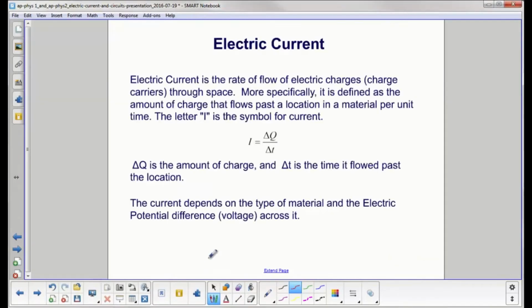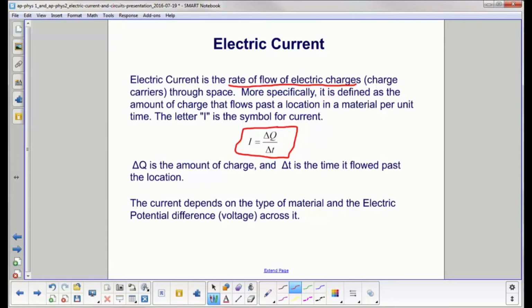Circuits. We'll start by defining electric current. Electric current is the rate of flow of electric charges, that is, charge carriers, through space. Specifically, it is defined as the amount of charge that flows past a specific location in a material per unit time. And here's our big equation. I stands for current, probably because C is already used for coulombs, and it's how much current, delta Q, over the time interval, delta T.